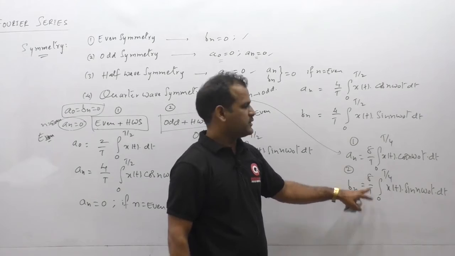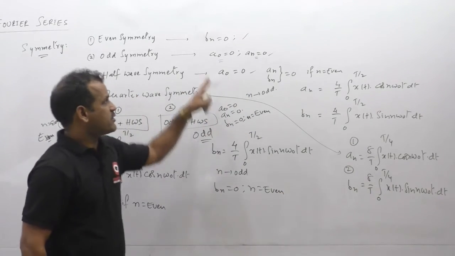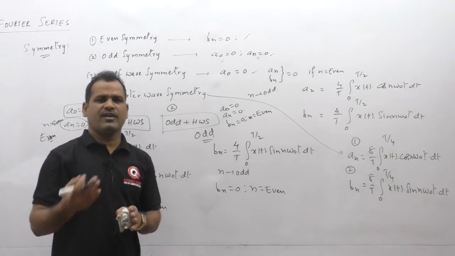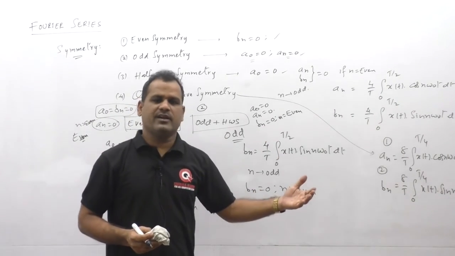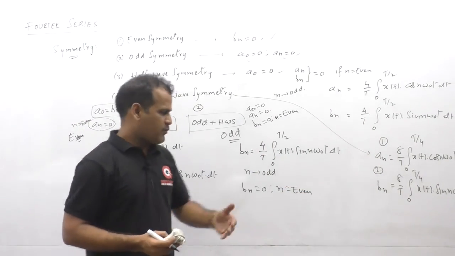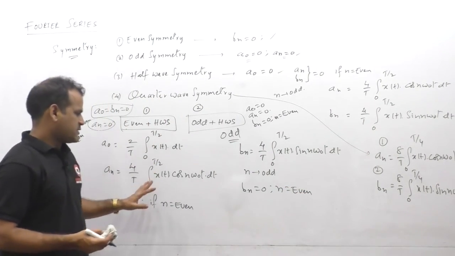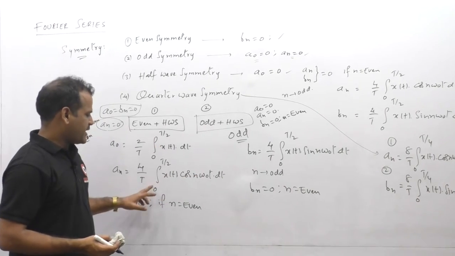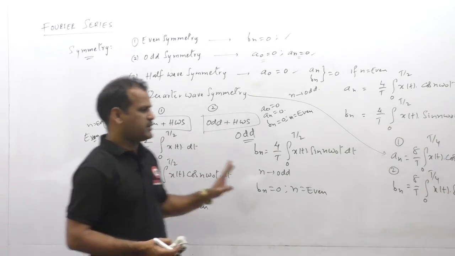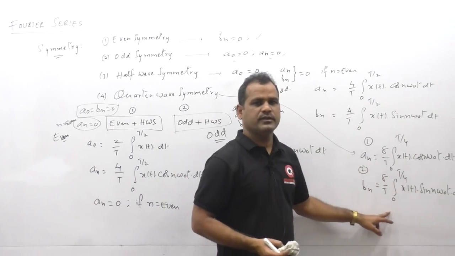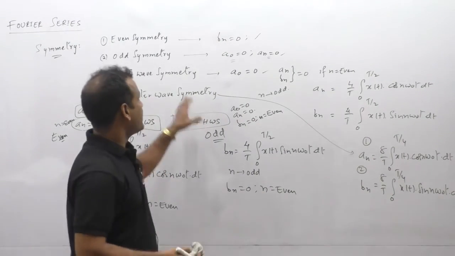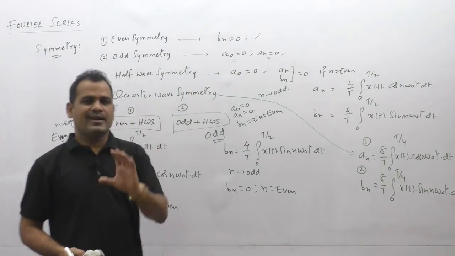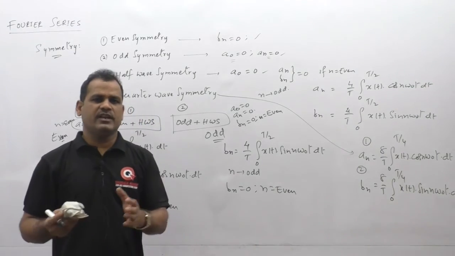So some of the coefficients are 0 if any one of the symmetry conditions exists in a given waveform, so a lot of calculation is reduced here. And further, for the non-zero coefficients, we are calculating only over half of the time period or a quarter of the time period, so there also we can reduce the length of the calculation. So by applying symmetric conditions, we can calculate all Fourier series coefficients within less time.